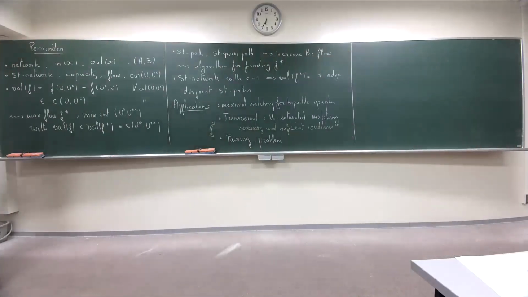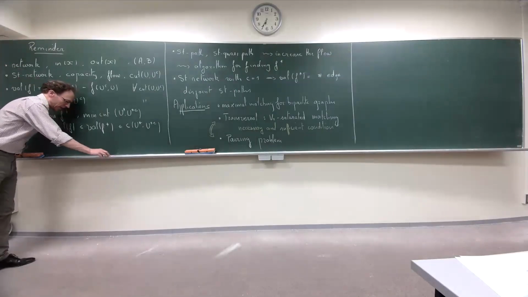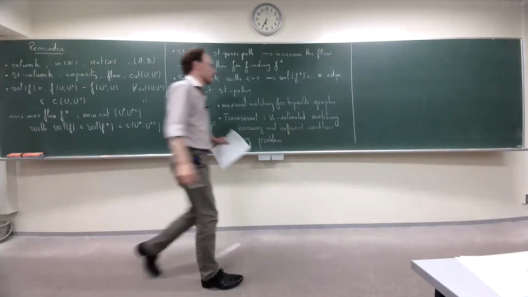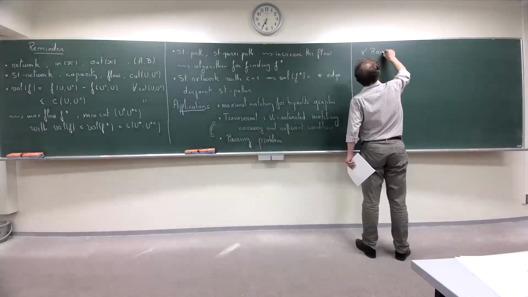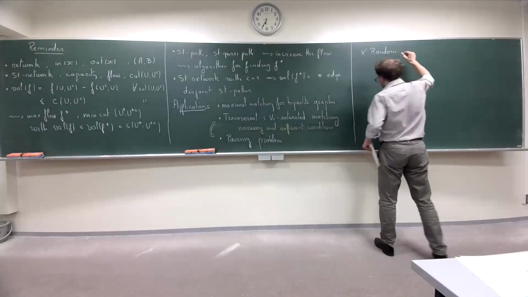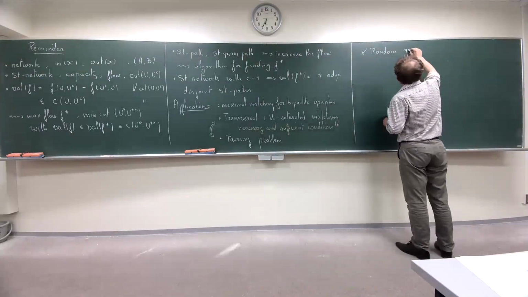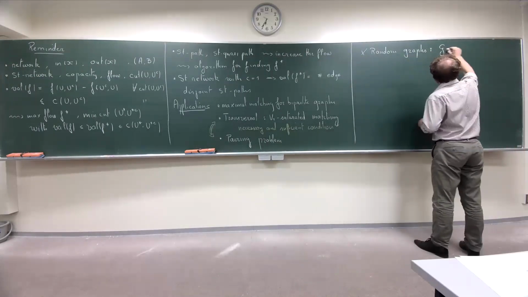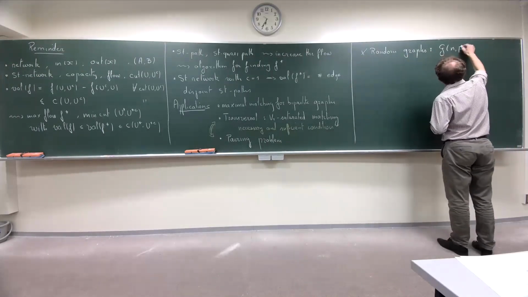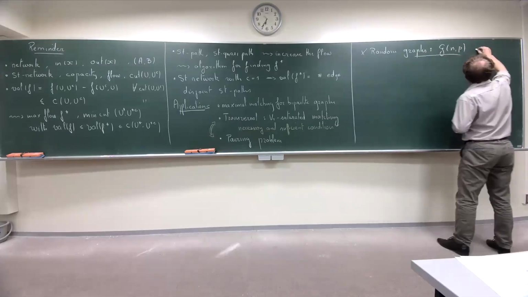Today, we start with random graphs, because random graphs have many applications, and it's quite natural. So this is chapter 10, random graphs. And today we study one model, which is called the G(n,p) model.